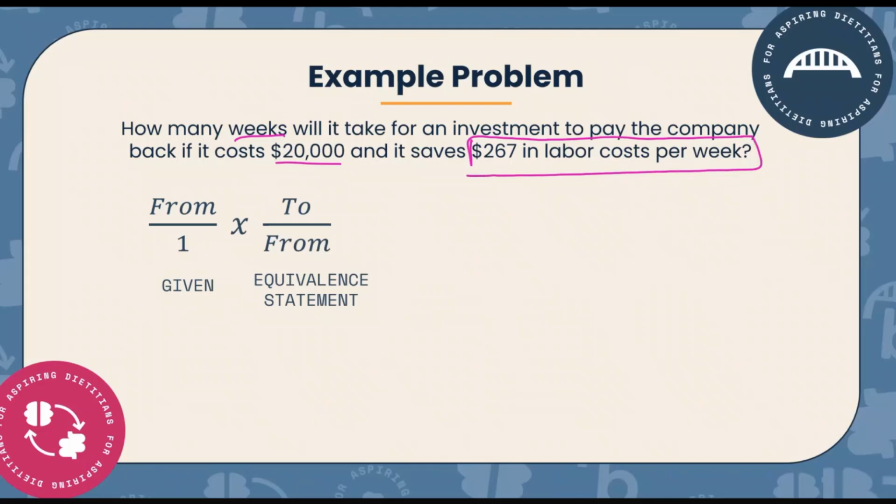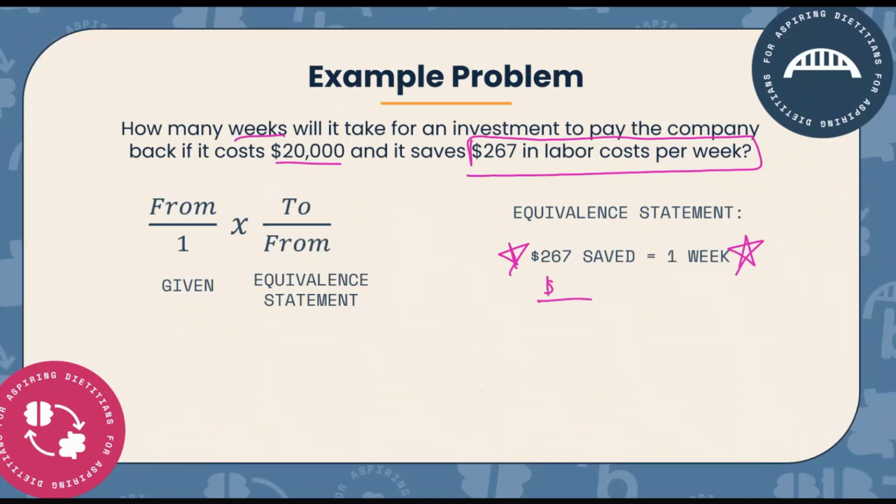$267 in labor costs will be saved per week. Every week, it saves $267. So to write it as an equal sign, I would write it just like this. $267 for every 1 week. And if you want to write it out as 2 fractions, more power to you. $267 for every 1 week. Or we can write it the other way, that in 1 week, the company, due to this upgrade, saves $267.